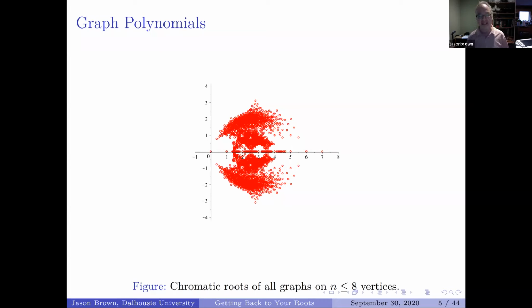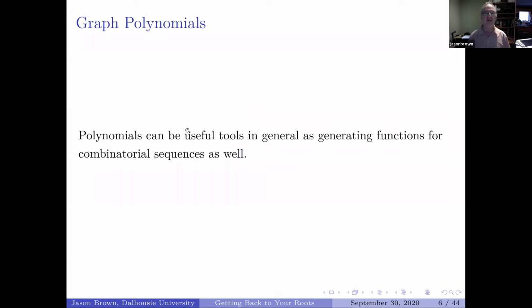What about disks that contain all the roots? Those are all really interesting questions, both theoretically and perhaps for applied reasons. Polynomials can be useful tools in general as generating functions for combinatorial sequences as well. We've seen 2 examples of useful graph polynomials, but the polynomials that arise for all terminal reliability and for chromatic polynomials arise from applied problems.